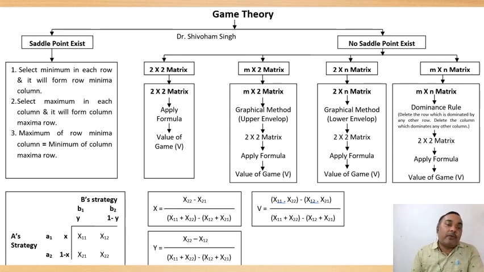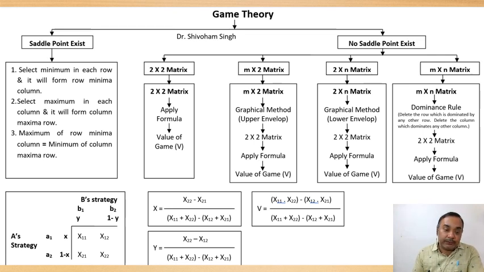Now, how to apply the formula? A has 2 strategies, and B also has 2 strategies. That is what 2 by 2 means. A has strategies A1 and A2, and B has strategies B1 and B2. And there is no saddle point. Again, repeating, there is no saddle point. So we are going to solve it with the help of the formula.